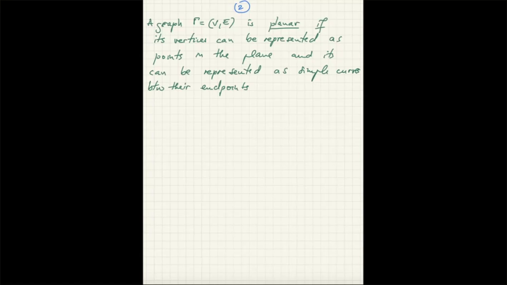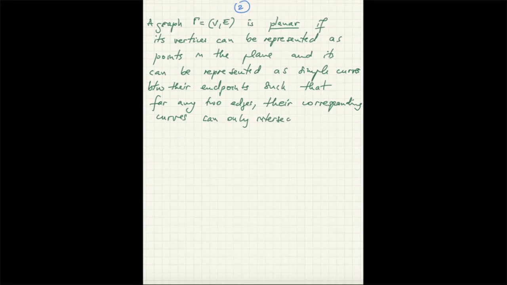such that for any two edges, their corresponding curves do not intersect except possibly at their endpoints. So that's when a graph is called planar, if we can embed it in the plane with these properties.